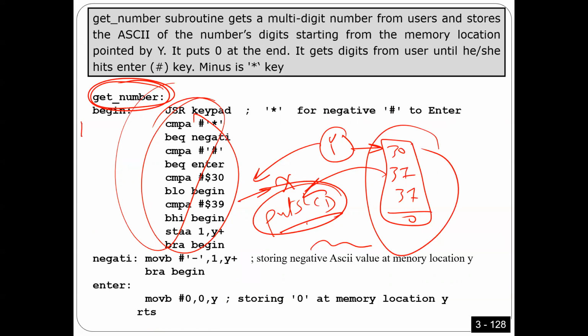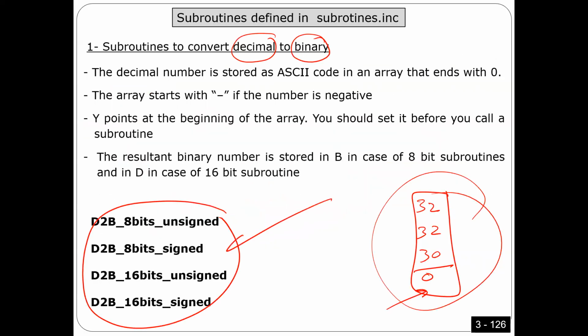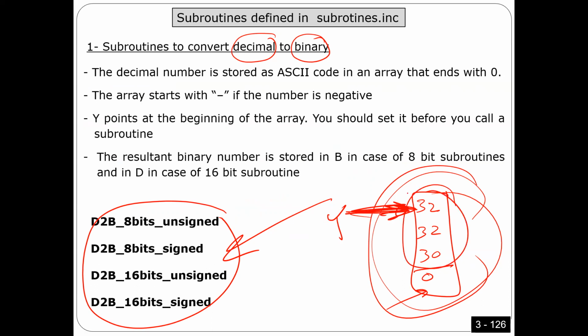So number 1, you can call get number. After you call get number, you get decimal numbers. After that, I want to convert them to binary to do some operations on them, right? How can you do that? You can call any of these functions, as you will see right now. You have to send the beginning address in register Y, and the function is going to take this number, convert ASCII to decimal, and then convert it to binary by multiplying by 10, as I explained before.